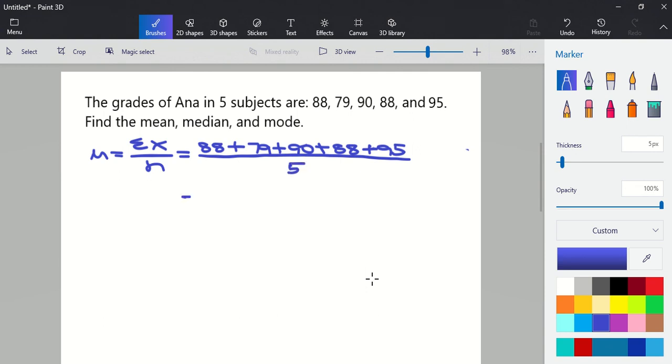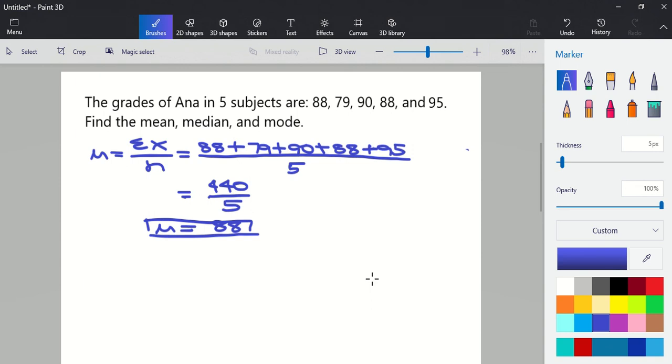Using your calculator, we have 88 plus 79 plus 90 plus 88 plus 95. So the total is 440. And then let's divide it by 5. 440 divided by 5 is equal to 88. So this is now our mean or the average. This is the mean of the grades of Anna in 5 subjects.